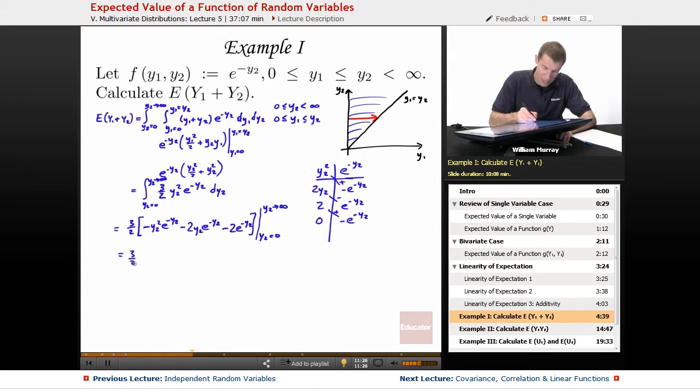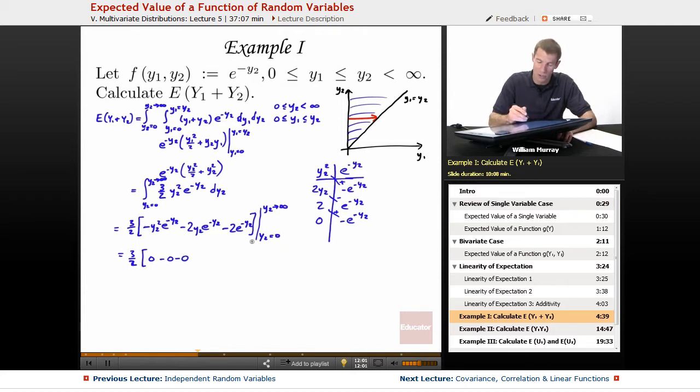We still got this 3/2. When we plug in y2 going to infinity, all of these terms are going to disappear. There's a little bit of L'Hopital's rule in there that I'm not really showing you the details of, but basically the e to the negative y2 term dominates, and it takes everything to 0, even though it's being multiplied by infinity. So if you wanted to check the details of that, just go through L'Hopital's rule and check that out. But all the terms at infinity are going to go to 0. So 0 minus 0 minus 0.